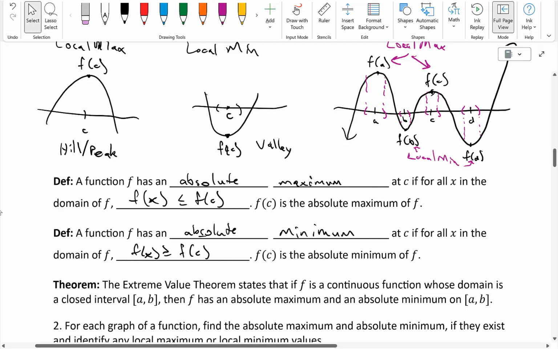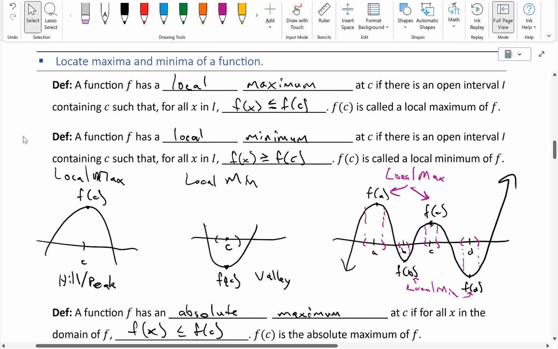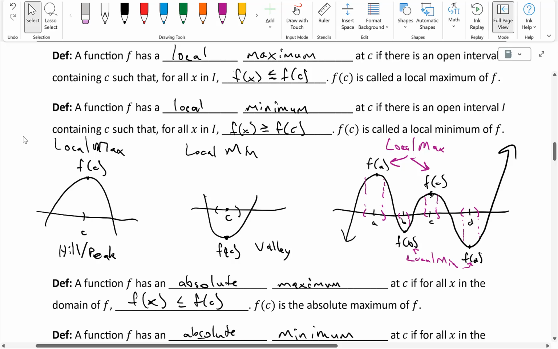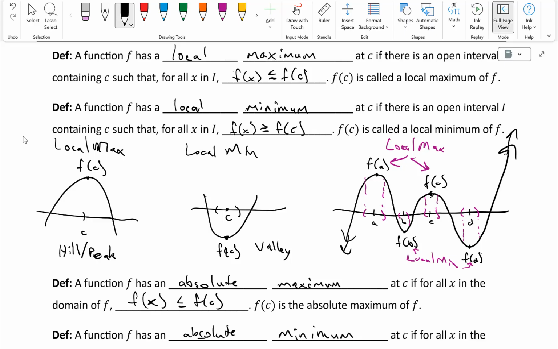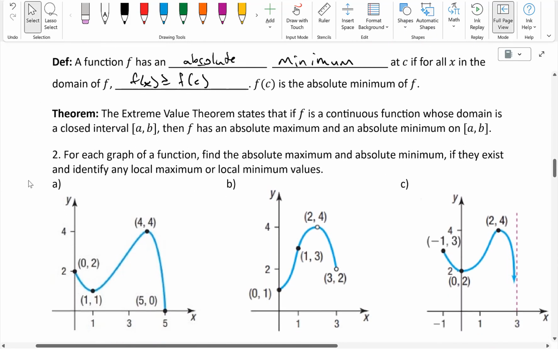So the difference there is between us just looking on an interval localized around the point, like we drew in the purple for a, b, c, and d, versus for the entire function and the entire domain of the function. So the one I drew that has an arrow going all the way down left forever and all the way up to the right forever would have no absolute minimum or maximum, since the function keeps going in both directions forever. We'll look at some examples below that do have some.